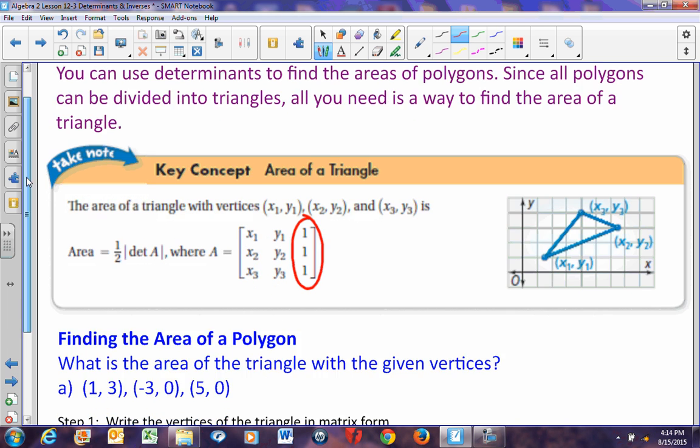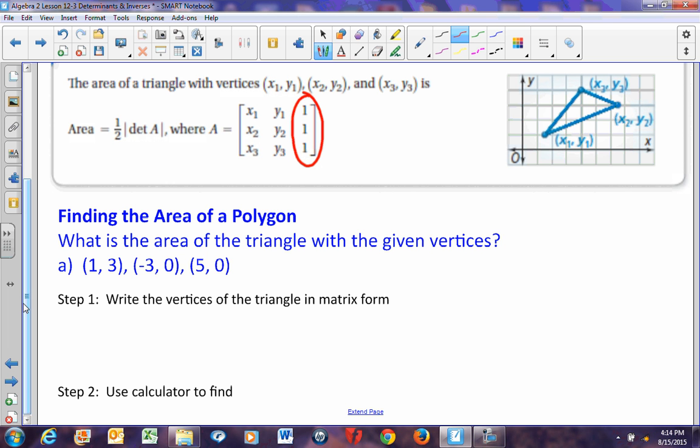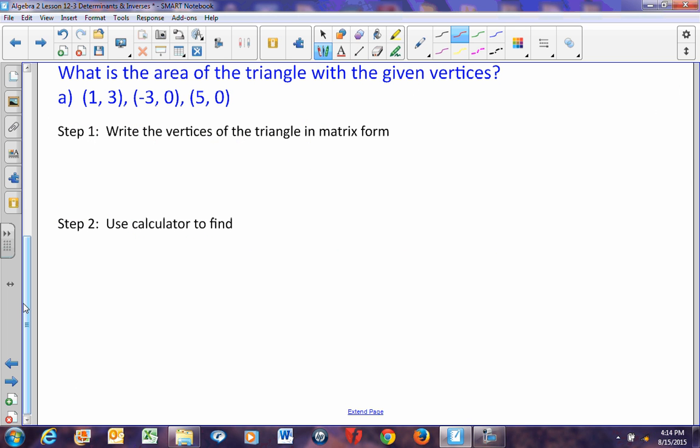Okay, so what is the area of the triangle with given vertices 1, 3, negative 3, 0, 5, 0? First thing we have to do is write the vertices of the triangle in matrix form. Okay, that's not hard. Remember, it's x1, y1, 1; x2, y2, 1; x3, y3, 1. So there's the matrix, and we have to do half of the determinant of it. So you have the determinant of this particular matrix.